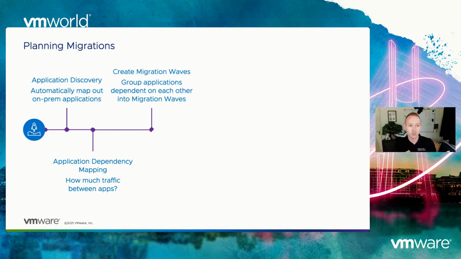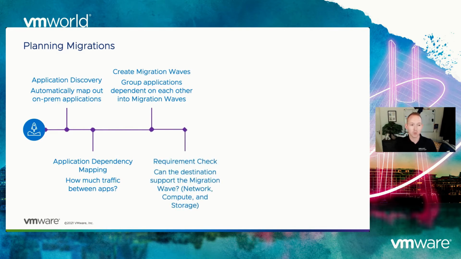How does this look in vRealize Network Insight? Well, basically, it's just a nested application. First, you discover those applications, then you have the application name and the tiers and the VMs inside there. And then you can group those applications into another application called a wave.